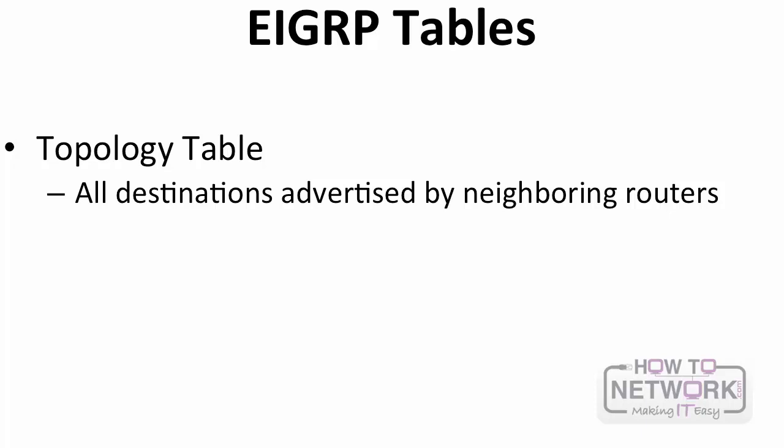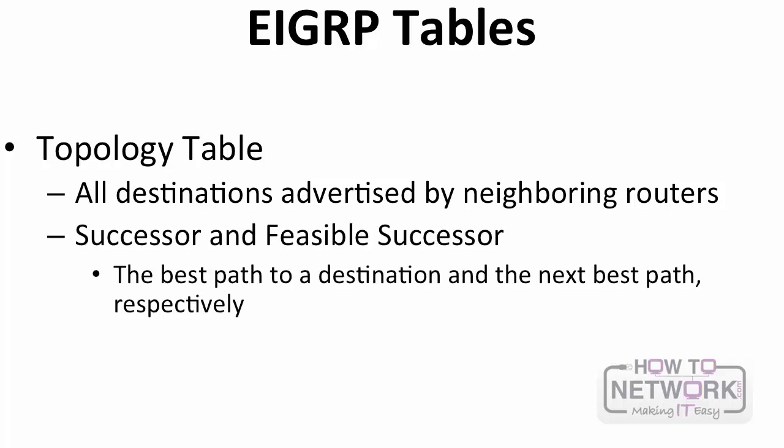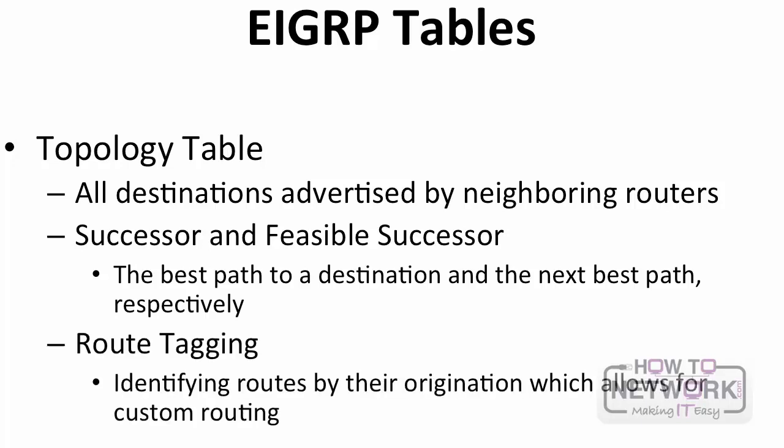And a key table to know about is the topology table. Topology table contains all destinations advertised by neighboring routers. This includes, remember, the successor and feasible successor routes, the best path to a destination and the next best path, respectively. So topology table is key for EIGRP to run.